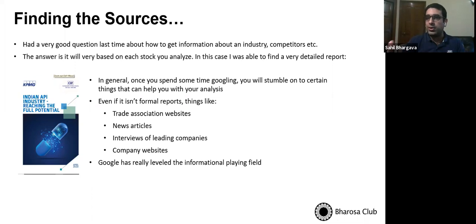Now with Google, there's so much at your disposal. Whether it's trade association websites or news articles or interviews with the management teams of companies or company websites or somebody's blog post where they've done their own analysis on the sector, there are so many places that you can go to find information on sectors that were very obscure to you before. And this is great for all of us as investors. It means that we can start learning about industries that previously we would have no hope of learning about, right? So really, really use Google to your advantage. You'll find great stuff, like I happened to find when I was doing the research on Divis.